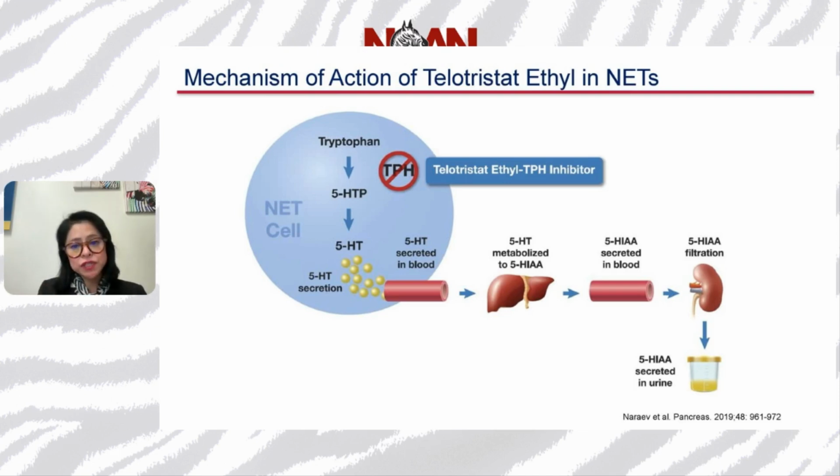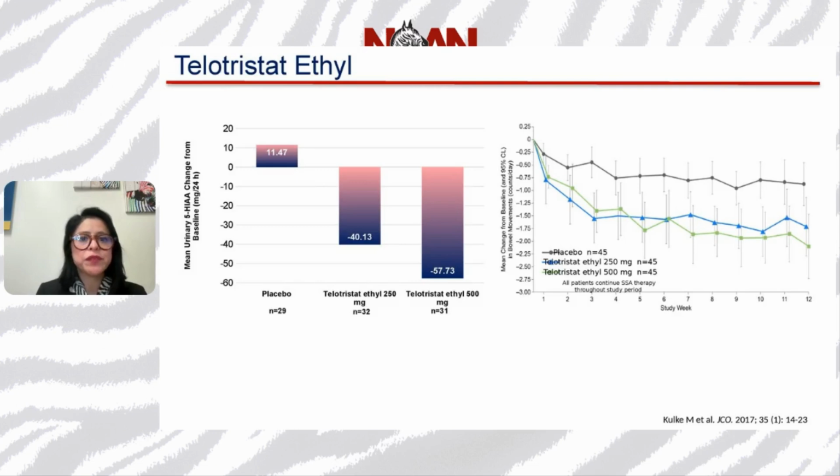As I mentioned, telotristat is a medication approved by the FDA for carcinoid syndrome diarrhea because it inhibits that specific enzyme. There was a study that led to the approval of this medication, based on information that it decreased the levels of 5-HIAA, as we can see in this graph. The negative numbers show the greatest decrease of 5-HIAA, but it also decreased the number of bowel movements. Because of that, this medication has been approved for carcinoid syndrome diarrhea, especially when it's refractory to the somatostatin agonist.